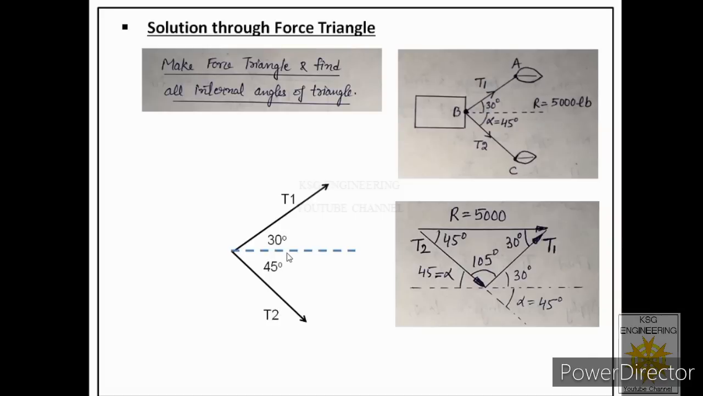Now in order to solve this problem with the triangle law, we have to first draw the force triangle. So how can we draw that force triangle? We have to take these two forces in order. So how to take these two forces in order? See it very carefully. What we will do is draw the line of action of this T2. So the line of action of T2 is this.